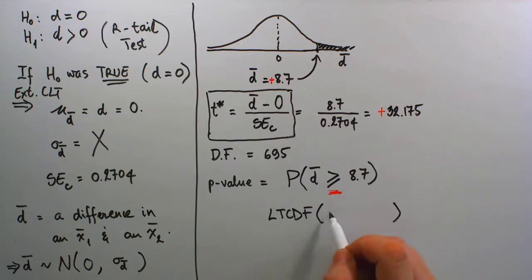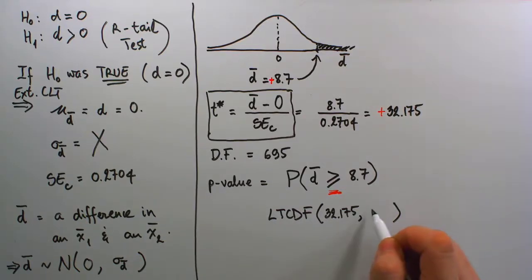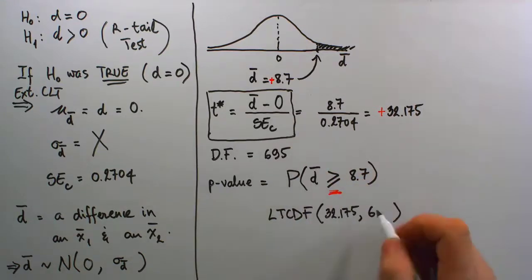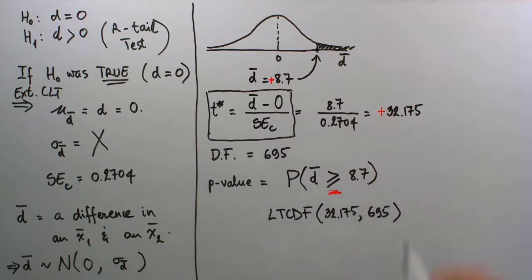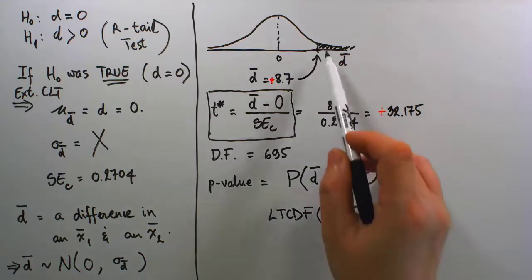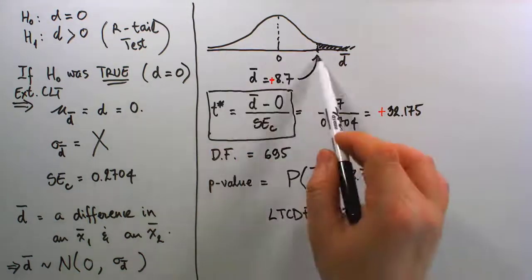So the t-score in our sample here is 32.175. And further, my LTCDF program will also ask for degrees of freedom, which is what we have restated here from previous problems, 695. And again, I have to mention that once we run this program, it only gives the approximate area shaded to the left-hand side of the sample on this bell curve.